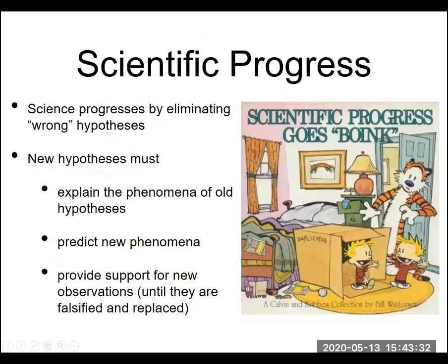So another example of this, science basically progresses by eliminating wrong hypotheses. A new hypothesis has to do everything as well as the old explanation. Everything that the old hypothesis explained, the new hypothesis has to explain. And it has to explain where the old hypothesis broke apart, where it didn't work. And we've got to be able to use it for new predictions that can be tested going forward. And therefore, we then have to continually test that new hypothesis until it is eventually falsified and potentially replaced.